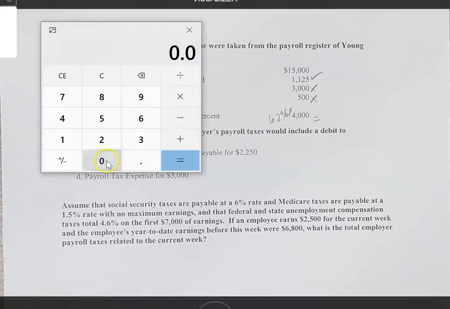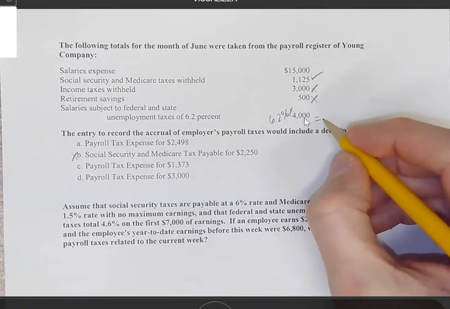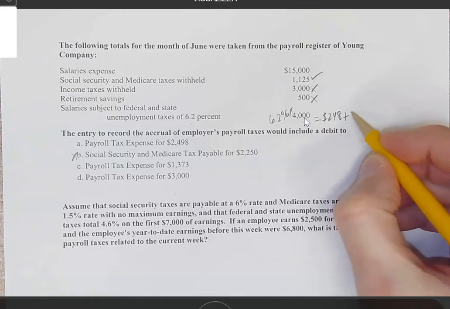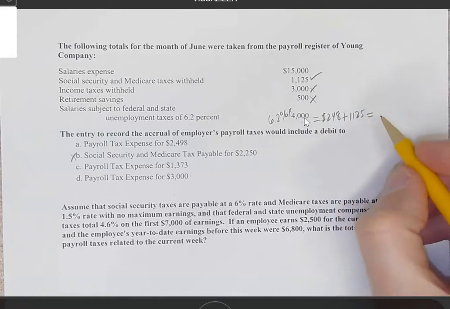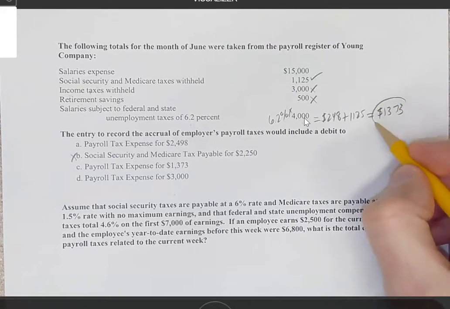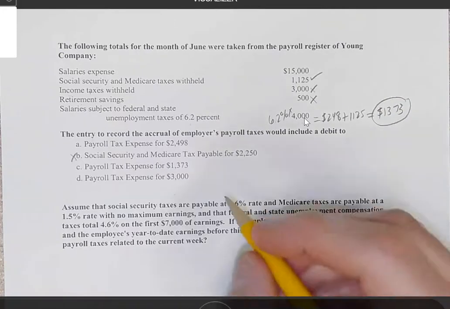And let's look at 0.062 or 6.2% times $4,000. That's $248. And this absolutely is an employment tax. So what we can say here, this is 248. If we add 240 to 248, 1125, we're going to come up with 1373. And that's the answer.